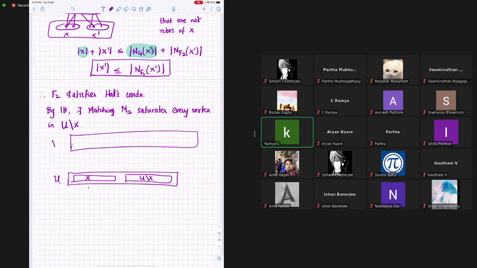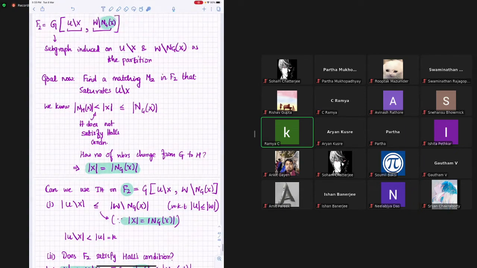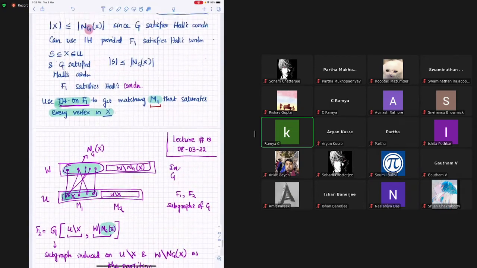And there was the set W. So this is N_G of X. There are things like this. There might also be some pattern. This is W minus N_G of the set X. So you must remember one thing: the moment we realize that H does not satisfy Hall's condition here, right?